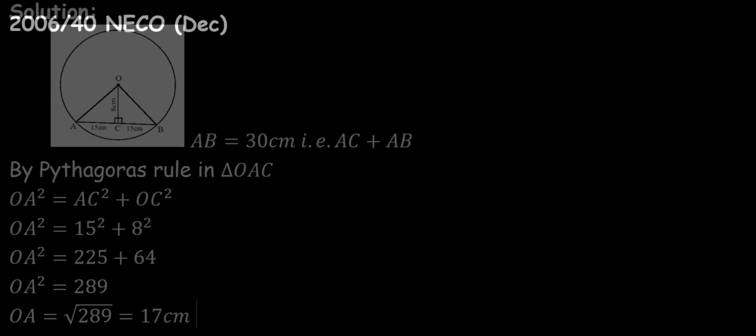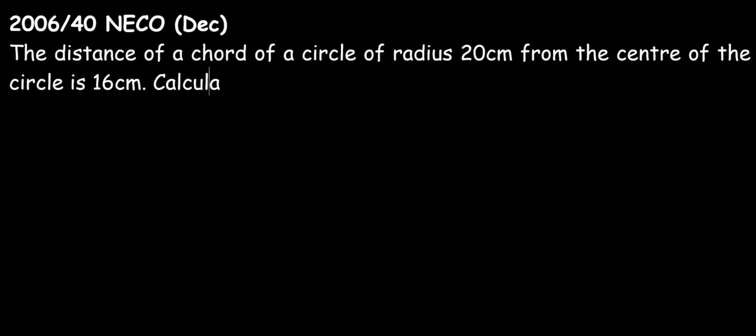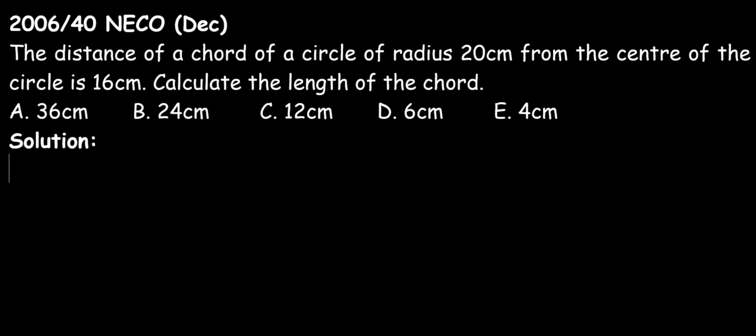Another example. The distance of a chord of a circle of radius 20 cm from the center of the circle is 16 cm. Calculate the length of the chord. The options are given. Solution. The required sketch based on the data given is as shown below.